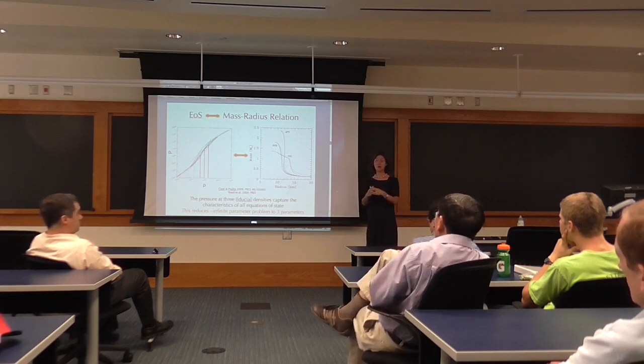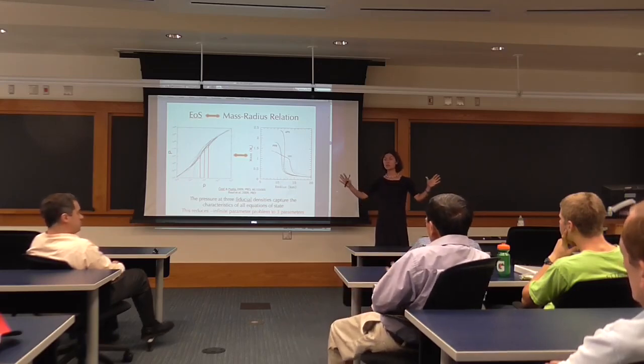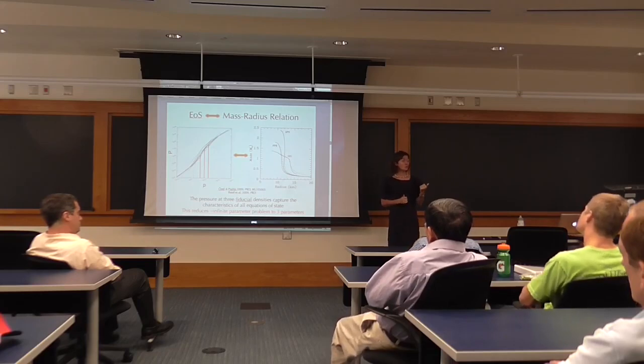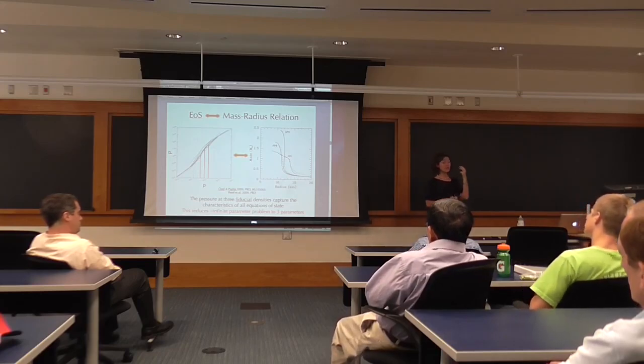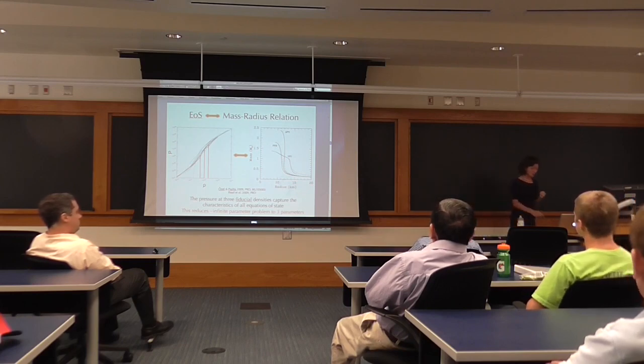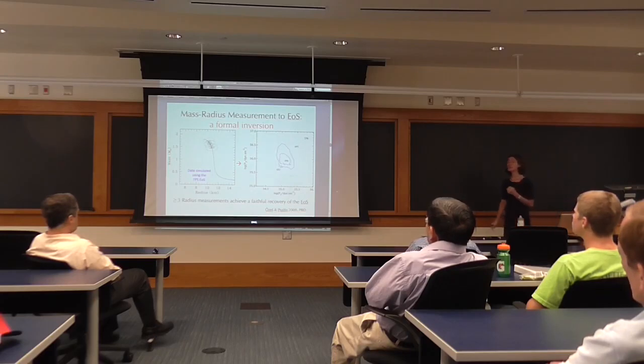Because if I tell you I've reduced the entire equation of state into 3 parameters, then you might say, well then, if you measure radii of 3 neutron stars, you might be able to solve the full problem. That's indeed correct, and here is some illustration of it.